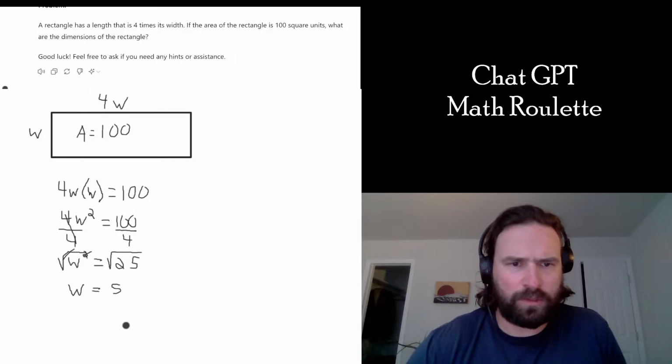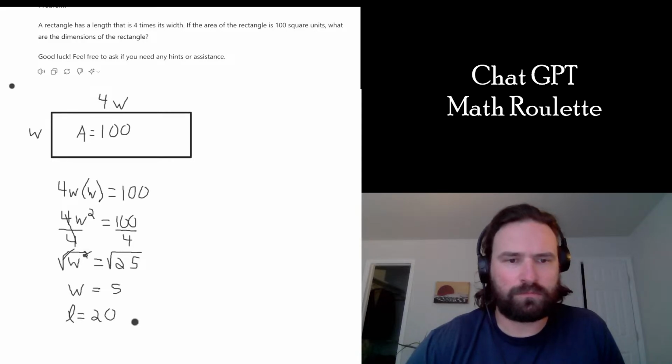So W is 5, so our width is 5, and our length is 4 times 5, which is 20. So we got W equals 5, L equals 20. And there it is. Another question.